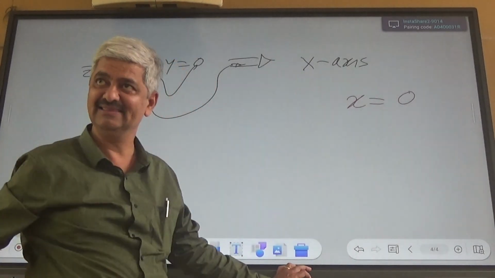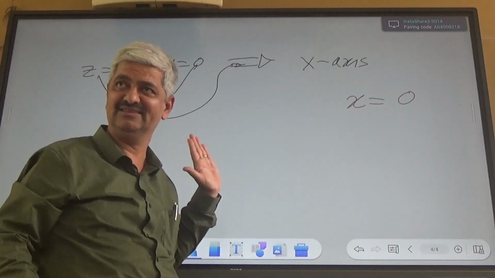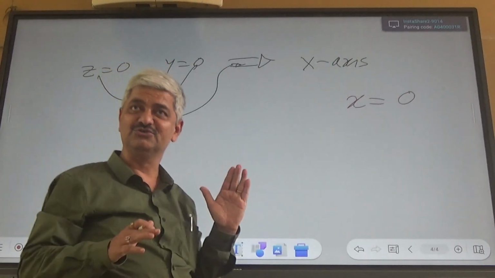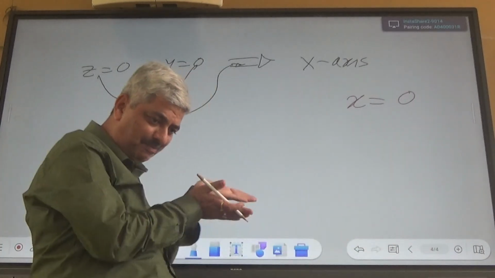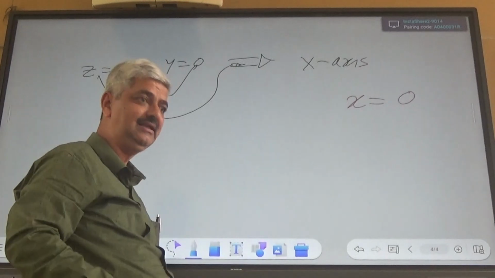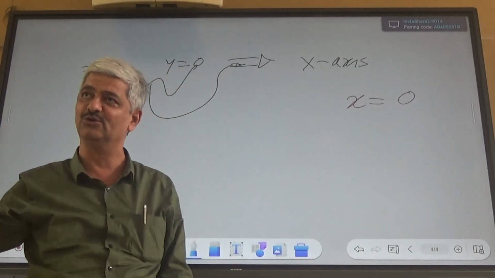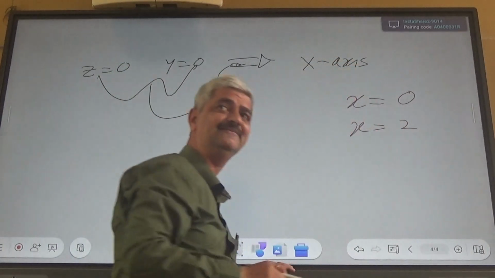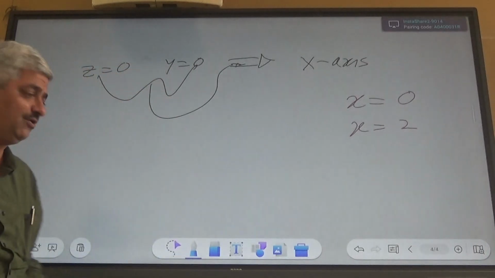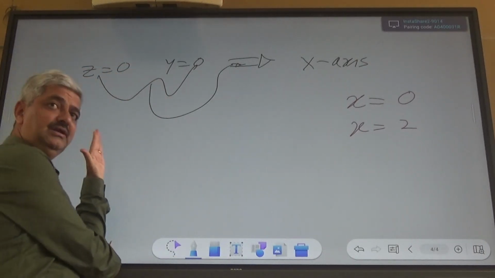YZ plane. So they meet at origin, right? So the line means two planes have given you a line and another plane will give you a point. It is x equal to 0, किंवा x equal to 2 पण धरू शकेल, काही अडचण नाही. So if it is x equal to 0, it will cut here, this point. If x equal to 2, it will cut here.